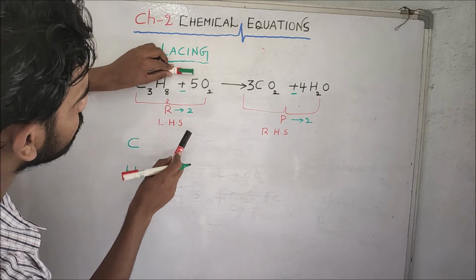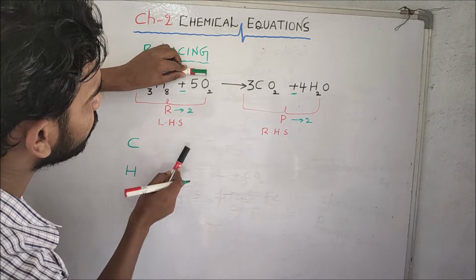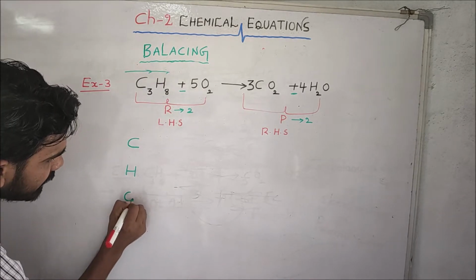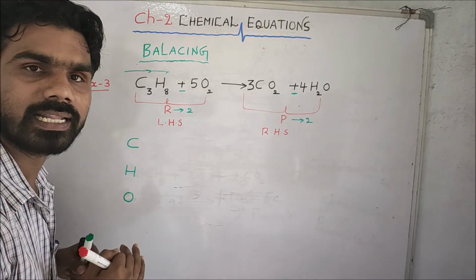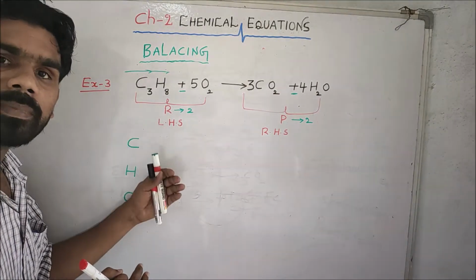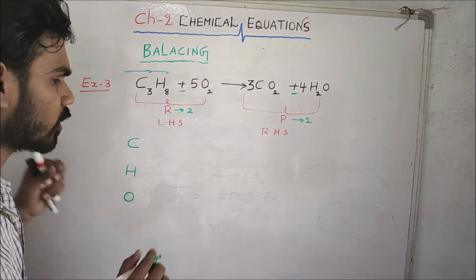Hydrogen. This is number 5. What is there? Oxygen. That's it. On the reactant side, 3 atoms are there: carbon, hydrogen, oxygen. Definitely, the same number of atoms will be there on the right hand side also.